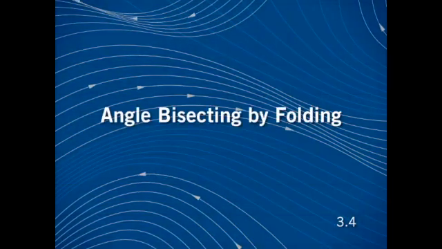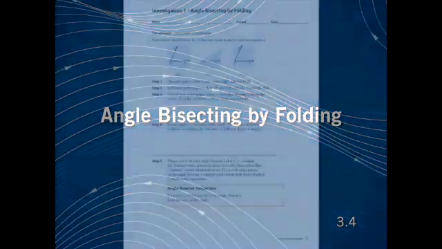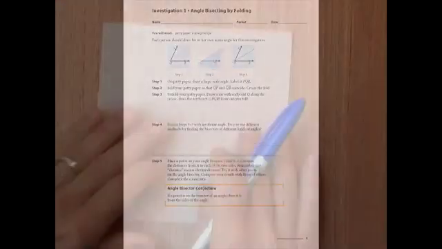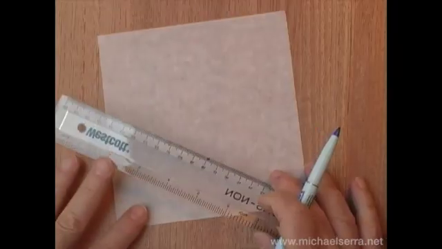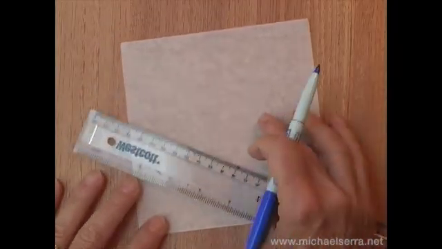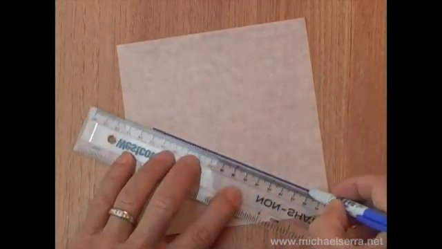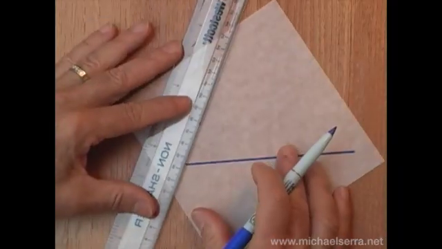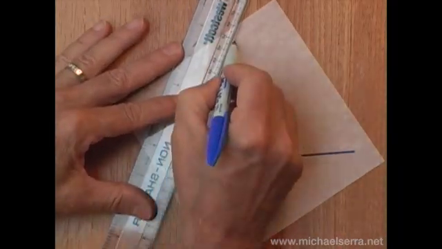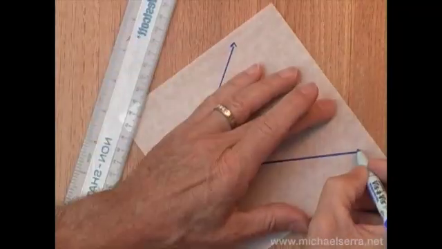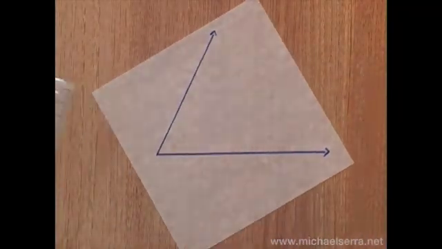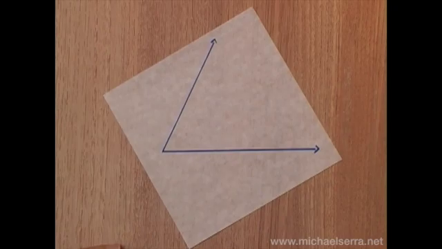Angle bisecting by folding. How do you construct the bisector of an angle with patty paper? Step 1. On patty paper, draw a large angle. Fill up that patty paper. Okay. Let's label it PQR.